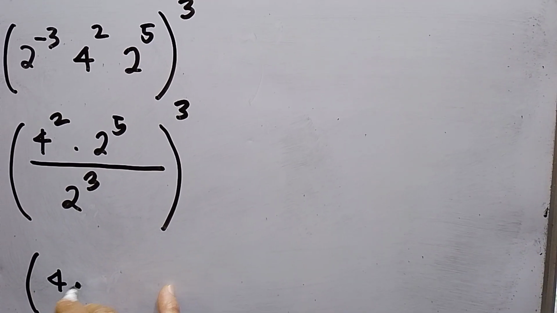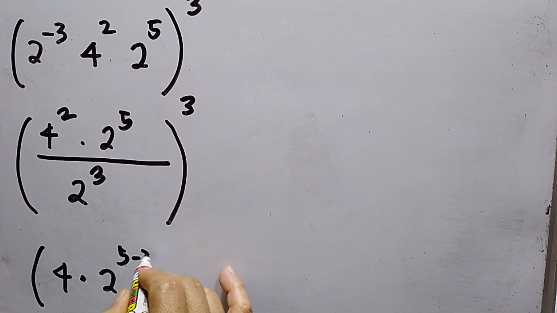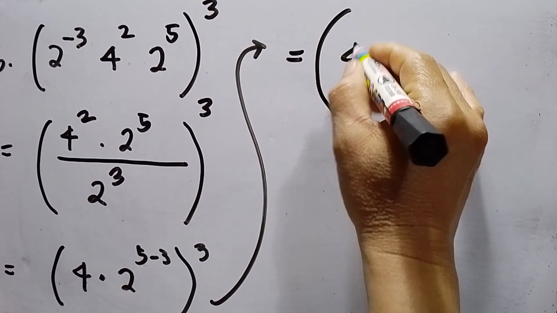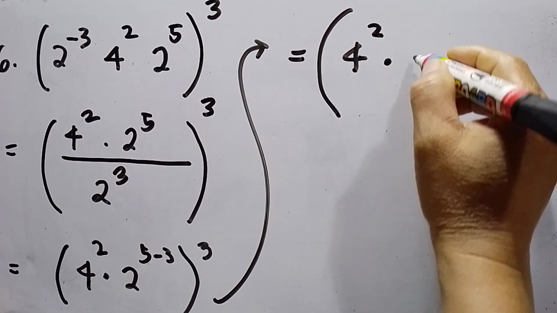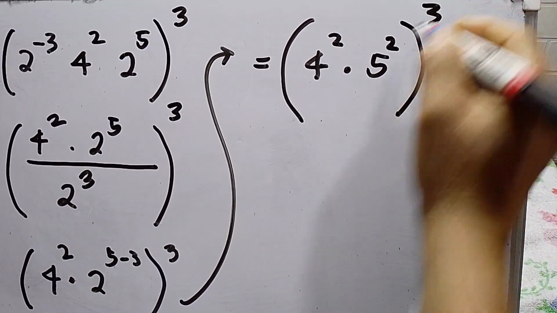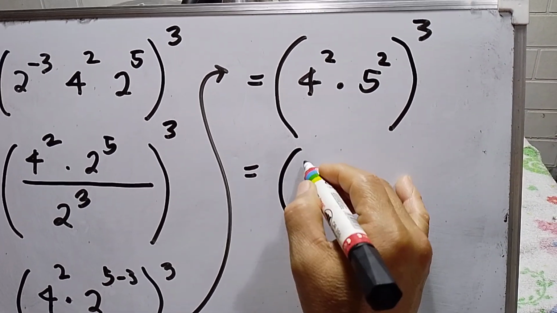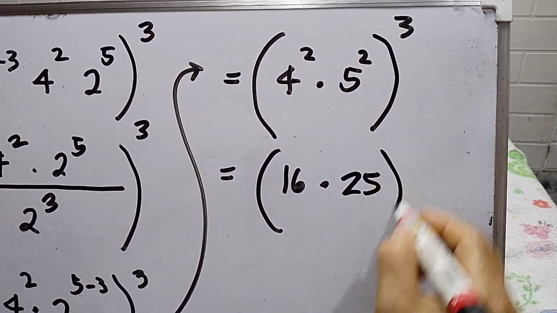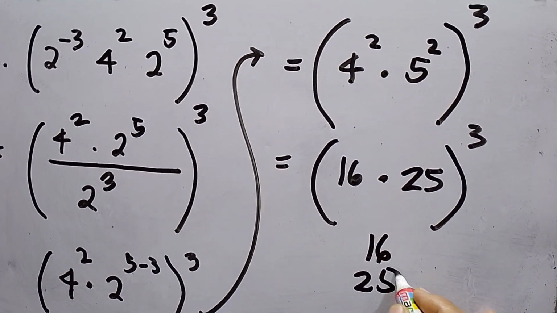So 4 times, this will be 2, 5 minus 3 raised to the third power. So this will be 4 to the second power times 2 to the 5 minus 3, 5 minus 3 is 2, then raised to the third power. So what is 4 to the second power? That is 16. Then how about 5 to the second power? So this is 25, and then raised to the third power.